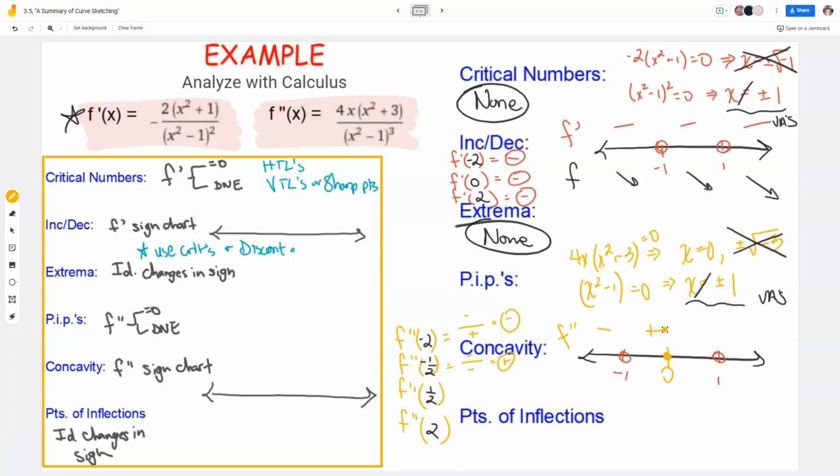Plugging in a +1/2, a positive, but that little guy's still going to be negative because 1/4 minus 1 is a negative, cube stays negative. Positive over negative is a negative. And then plugging in 2, positive, 4 minus 1 is positive.